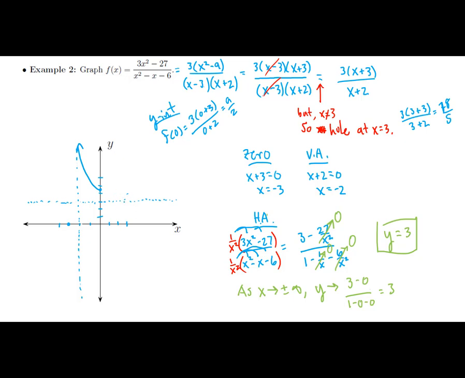Okay. There we go. And so I can then use that as a place marker. And then I just let my graph approach the horizontal asymptote as I go there.